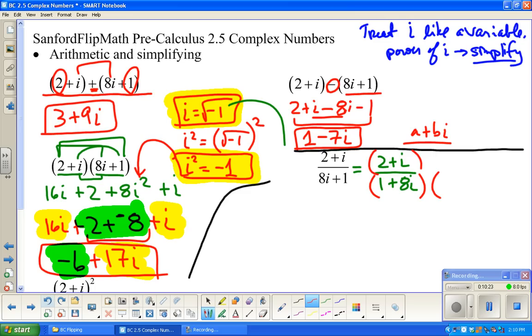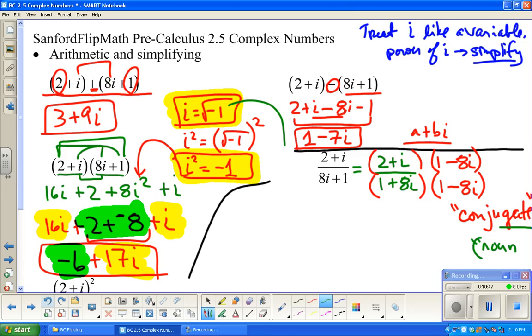Okay, so the way to get rid of it, and you may recall this from previous years, is we're going to use what is called the conjugate. Looks exactly like the word conjugate, which has to do with verbs in languages in English or in Spanish or in whatever. But this is conjugate, which is a noun. Aren't you impressed that I knew that that was a noun? It is not a verb that you are conjugating.